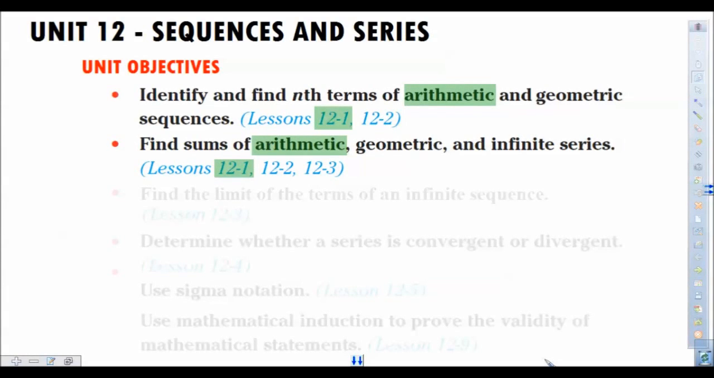12(1). Two objectives with 12(1). We're going to identify the nth terms of an arithmetic sequence, and we're also going to be able to look at the sums of an arithmetic sequence and call those a series and find the sum of series. And we're going to look at two equations for both of those.